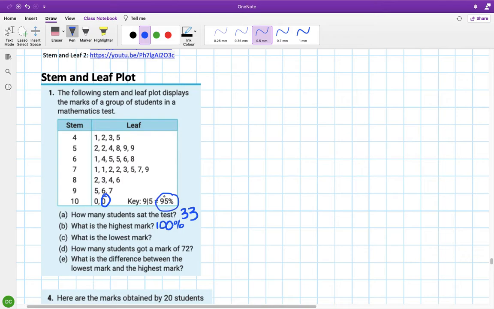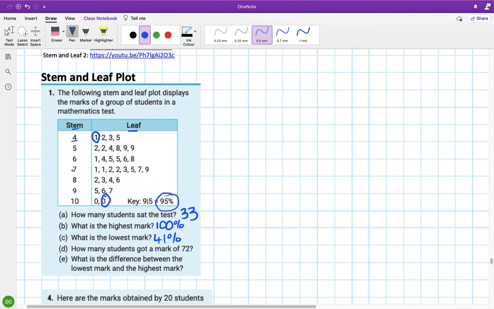Okay, it tells you down here that it's a percentage. And the lowest mark is going to be the 1 here. But again, it's not just a 1, it's a 1 in the leaf paired with a 4 in the stem. So that's 41%.